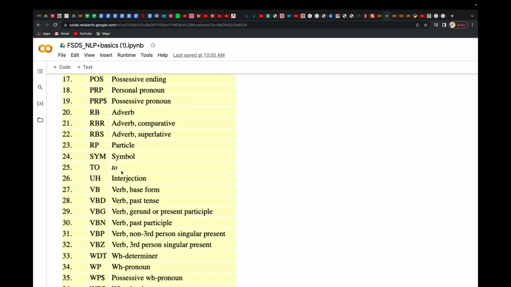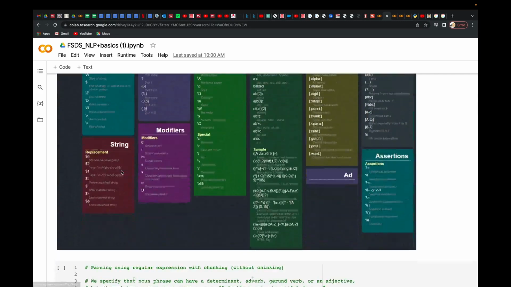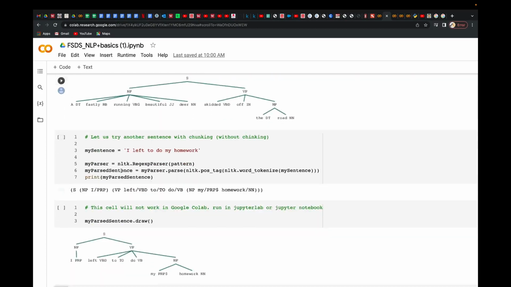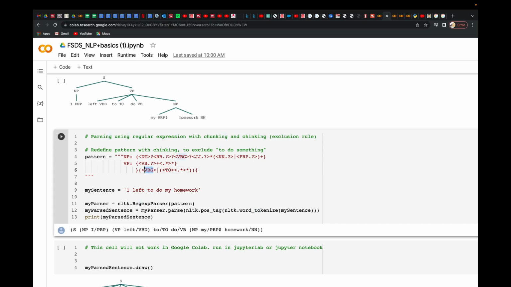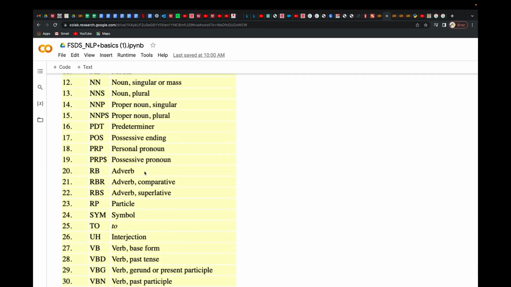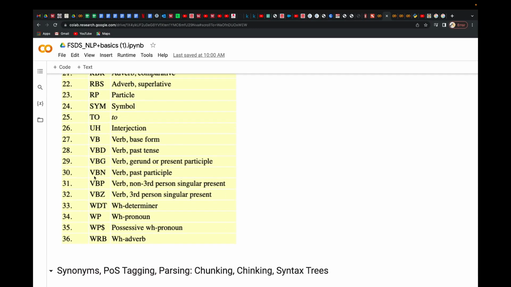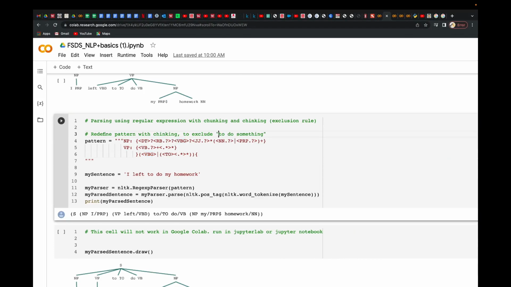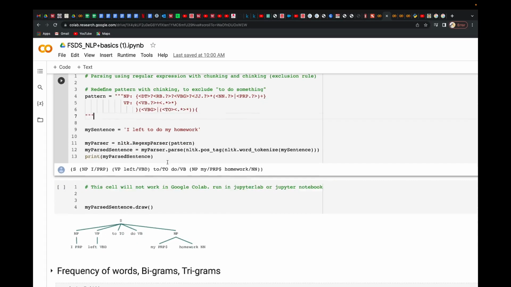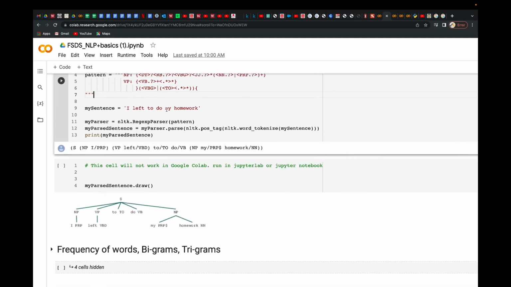So if you see any to, or if you see any VBG, which is a verb gerund or present participle, it's gonna look for anything like, say, to, then followed by do, and then something which ends with ing. It's gonna look for something like that, and you take it out.